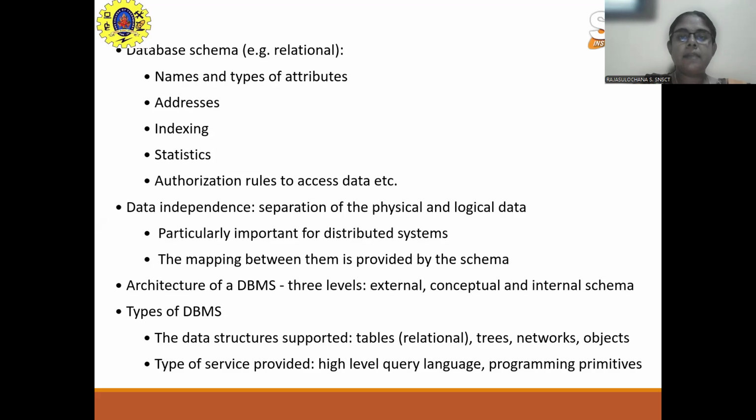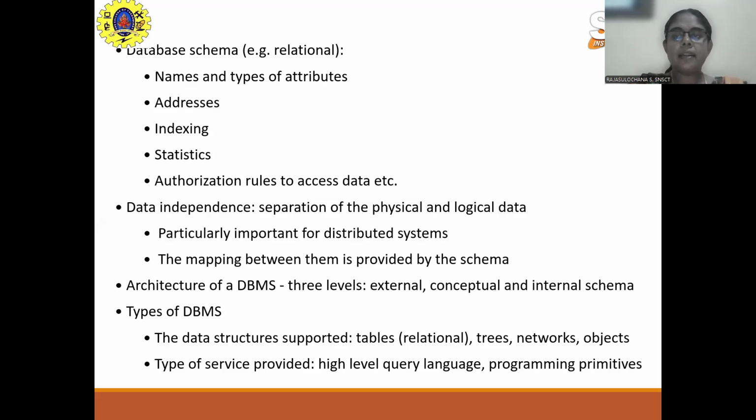This database schema has to ensure physical data independence as well as logical data independence, which is a main property of database management system. This is very important. Physical data independence and logical data independence are very important in the case of distributed systems. In a distributed system, this data independence is ensured with the help of schema.